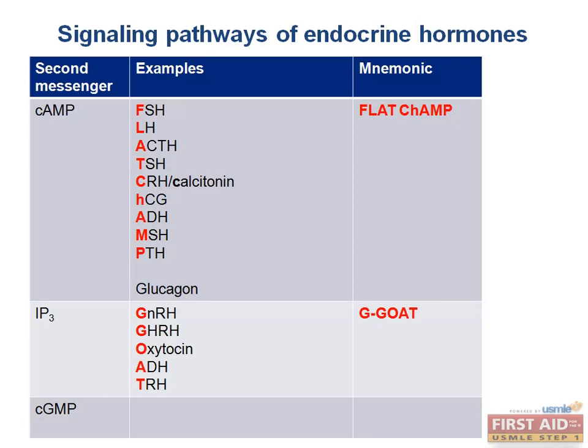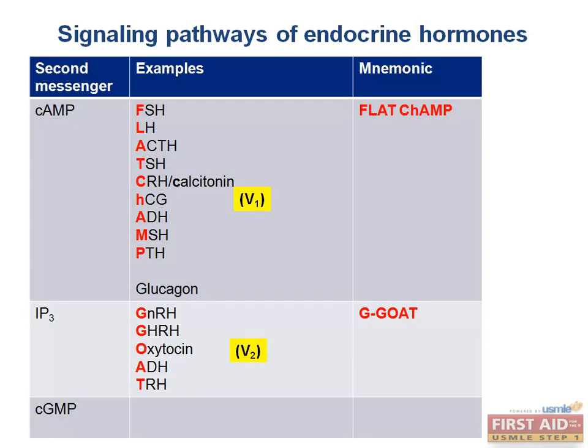The G-GOAT mnemonic will help you remember the molecules that use IP3 as a second messenger. G-GOAT stands for GnRH, GHRH, oxytocin, ADH, and TRH. Now, you may be thinking, wait a second. You already said ADH uses cyclic AMP signaling pathways. Now, what is it doing here in the IP3 signaling pathway? Well, it turns out that depending on what type of ADH receptor the hormone binds to, either V1 or V2, it will signal through either IP3 or cyclic AMP, respectively.